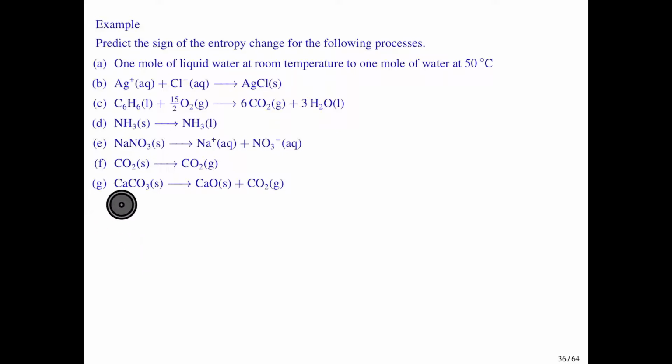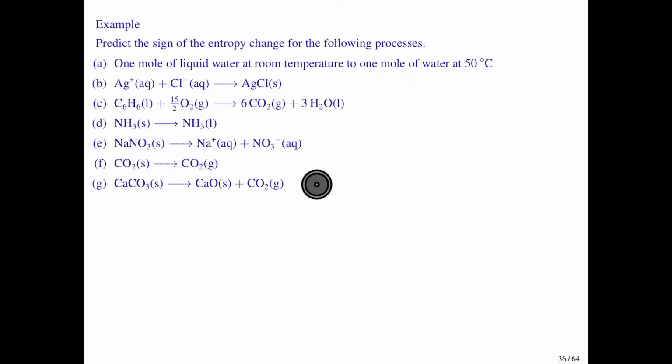In part G, we have a decomposition reaction. Calcium carbonate is decomposing into calcium oxide and carbon dioxide gas. We simply need to look at the number of moles of gas on each side. There are no moles of gas on the reactant side. There's 1 mole of gas on the product side. The number of moles of gas increases. Therefore, the entropy change for this reaction is going to be positive.